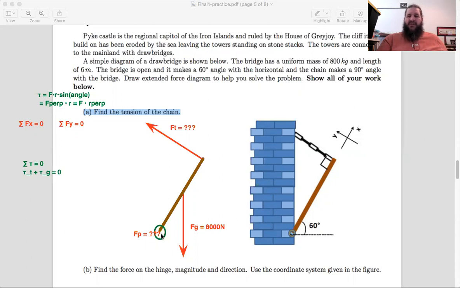So this makes the torque equation much easier to deal with. If you choose a pivot point that's the location of some force you'd rather not have to care about, then that force creates no torque. So we just have to deal with, in this case, torque from tension and torque from gravity. And if you've got two things that add up to 0, what has to be true about those two things?